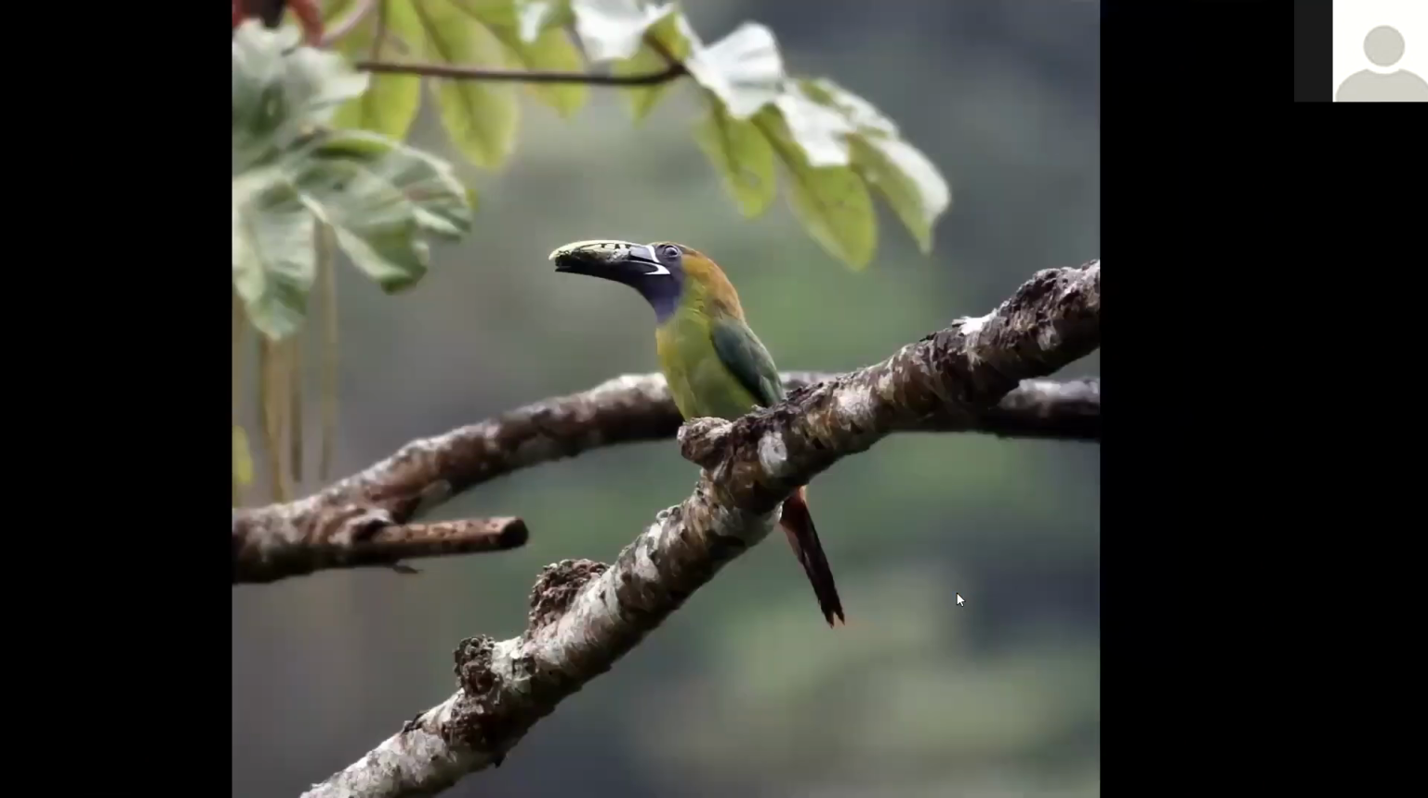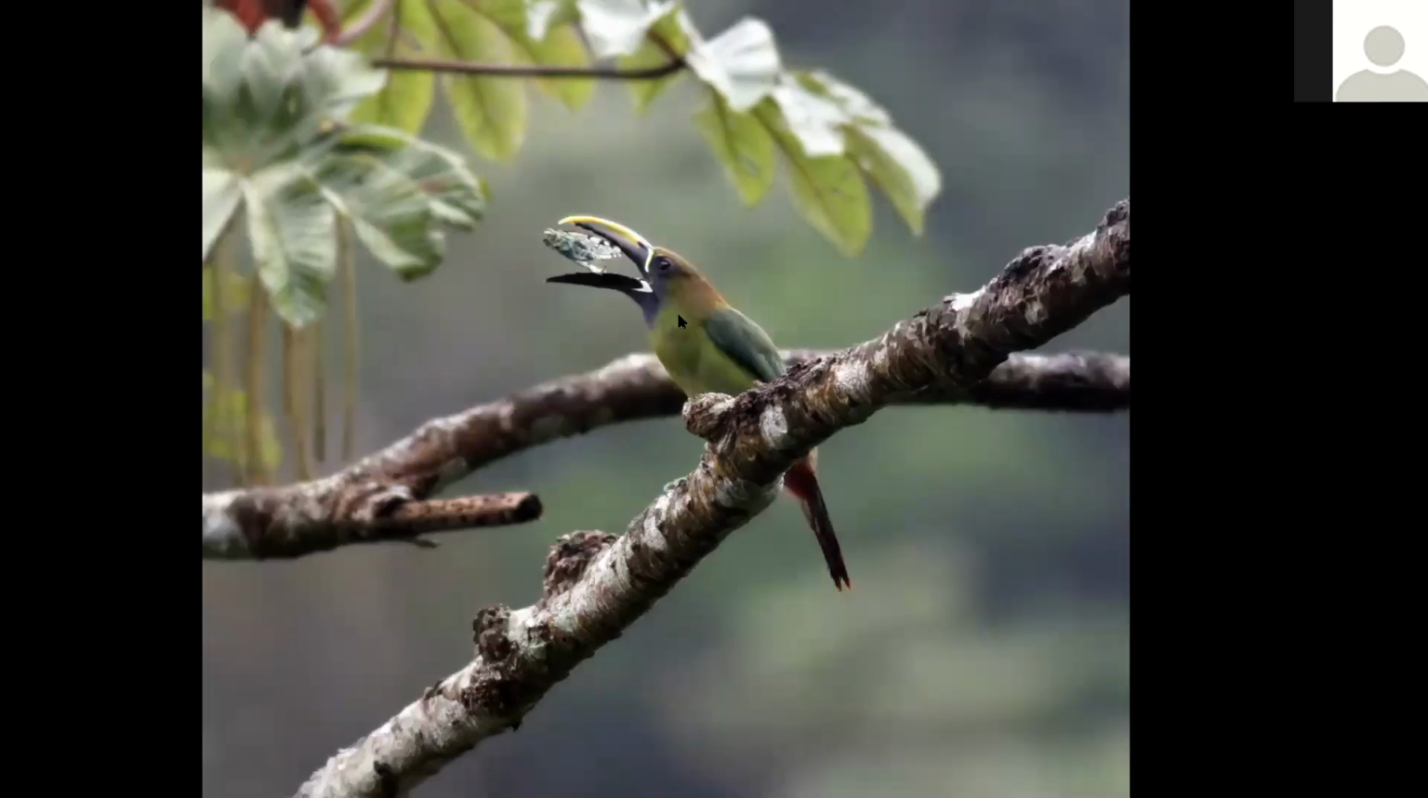So hopefully you're getting a sense of just how much diversity there is. And I'm just barely skimming the surface there. This is the next small toucan. This is the green toucanets, or the emerald toucanets. This is the blue-throated toucanet from Central America. And here it's eating a cicada. And you can see how large the cicada is relative to the bird. So these are relatively small toucans.